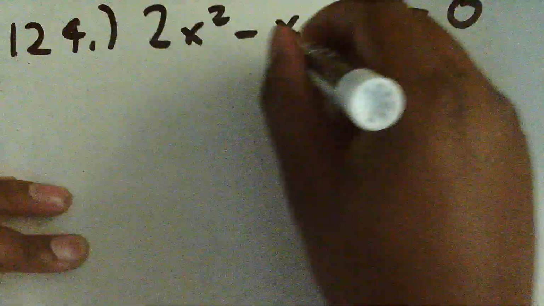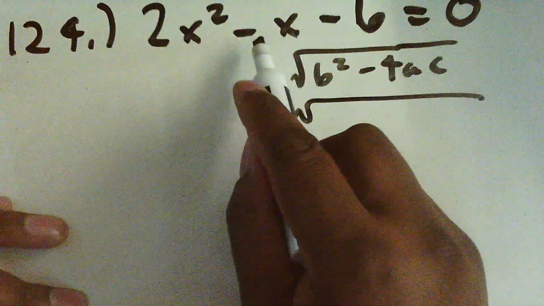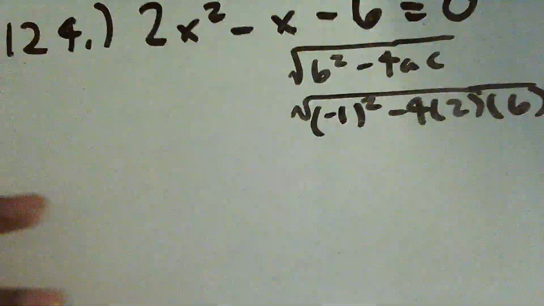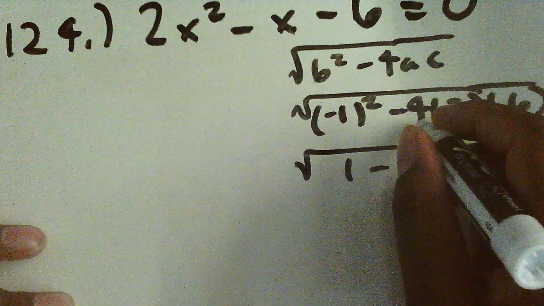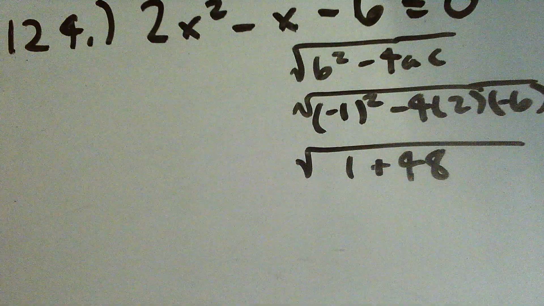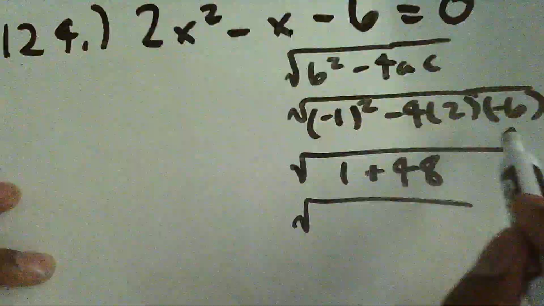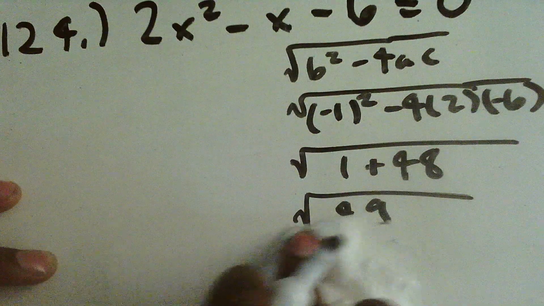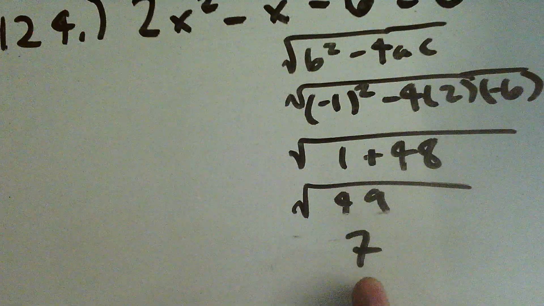So the discriminant is just this b squared minus 4ac piece. So this is going to be the square root of, b in this case is negative 1, so we'll have negative 1 squared minus 4 times 2 times 6. Oh, I'm sorry, c was negative 6. My bad. So this becomes 1 minus negative 48, which is 49, and the square root of 49 is just 7. So what does the discriminant tell us? Are we going to have real roots or imaginary?